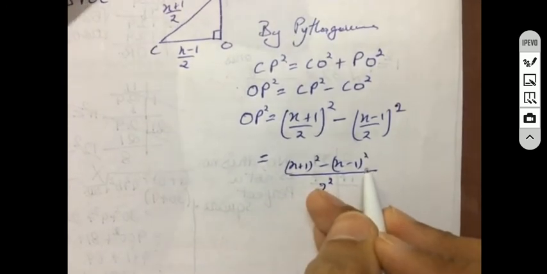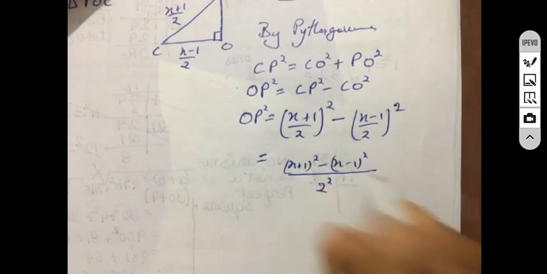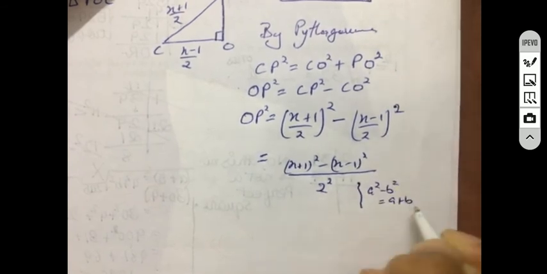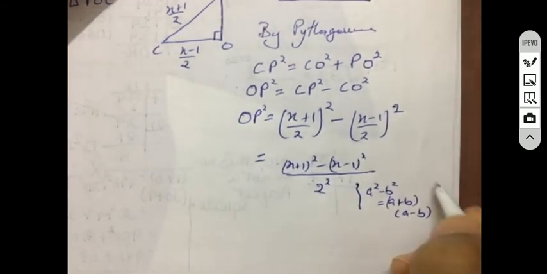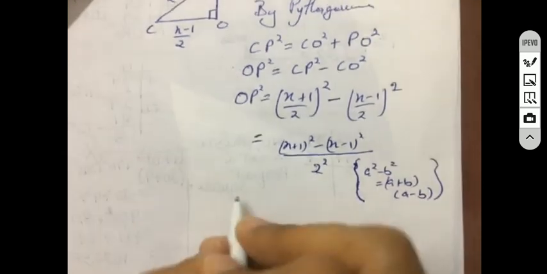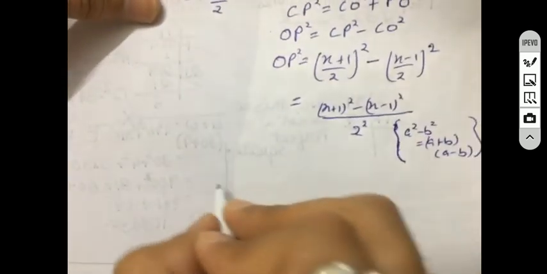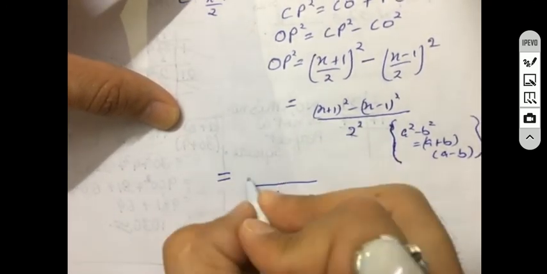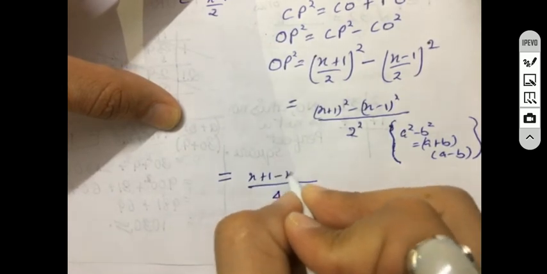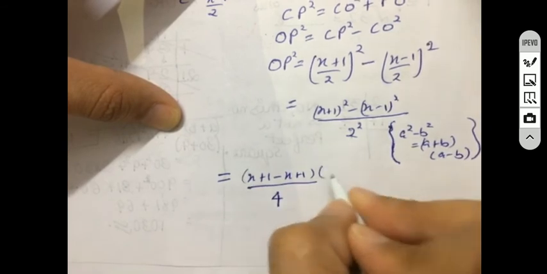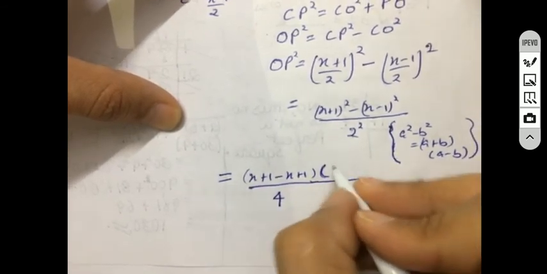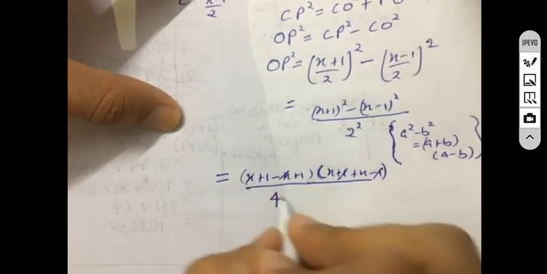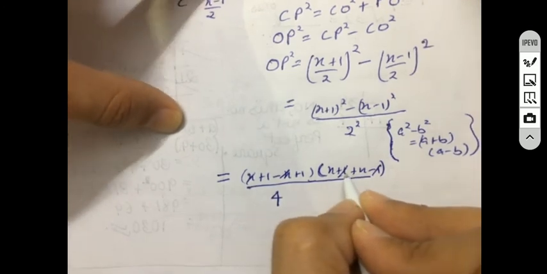Either you can open both of them, or you can use the property a square minus b square equals a plus b times a minus b. This property we will be using. So according to this property, it will become, with 4 at the bottom, x plus 1 minus x plus 1, into x plus 1 plus x minus 1, and finally we will have 2x, and over here 2 more.